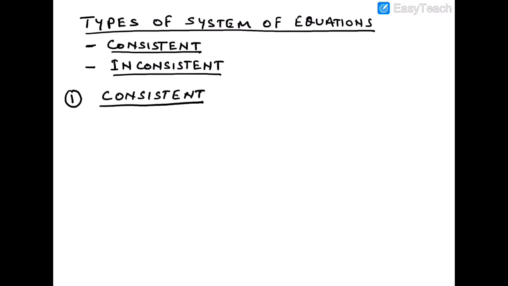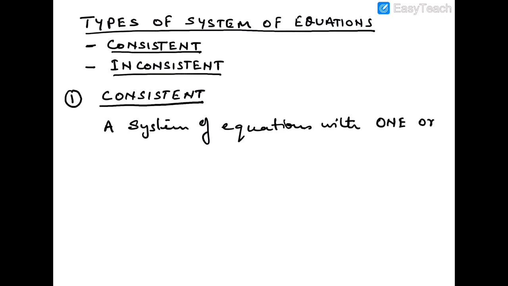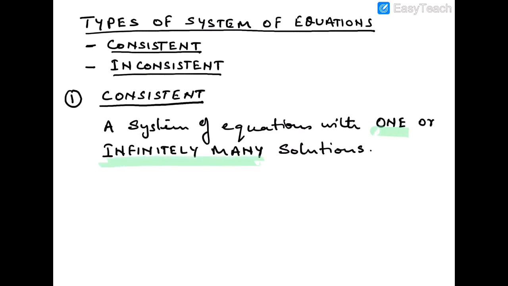A system of equations with one or infinitely many solutions is consistent. So if a system of equations has only one solution, then it is consistent, or if it has an infinite number of solutions, then also it is consistent.